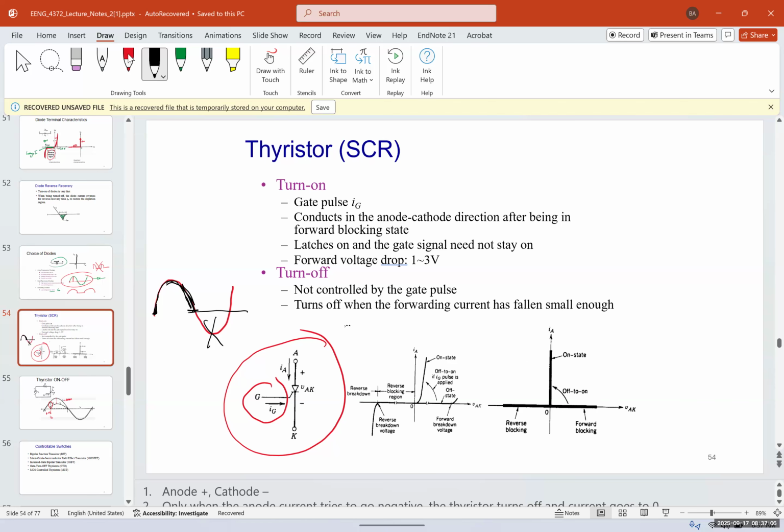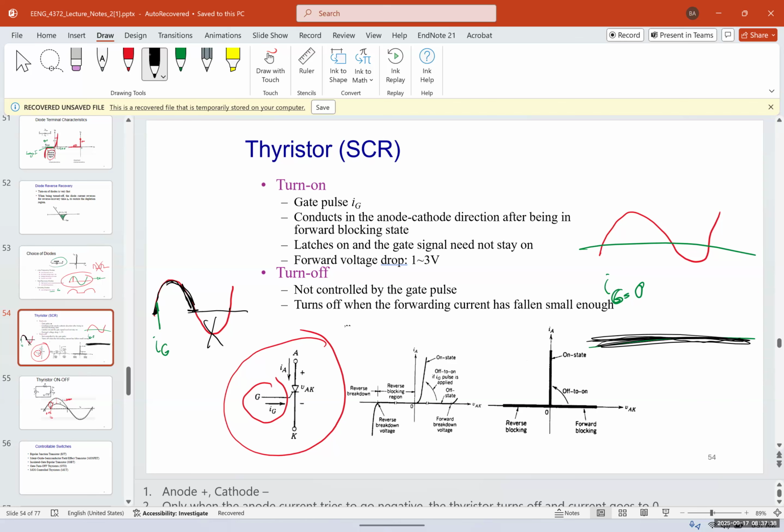So what happens if it's in forward bias, but the control signal doesn't come on? Imagine here we had the control signal IG. What happens if I have the signal and IG remains 0? What would we have in the output? The output would look like this. Technically you won't have any signal. If it's an ideal system, you won't have any signal in the output.